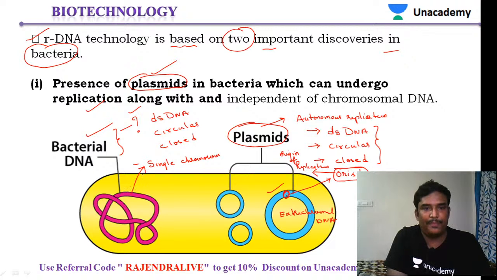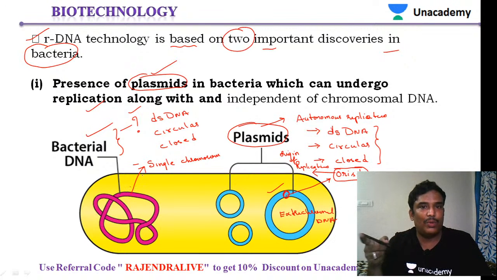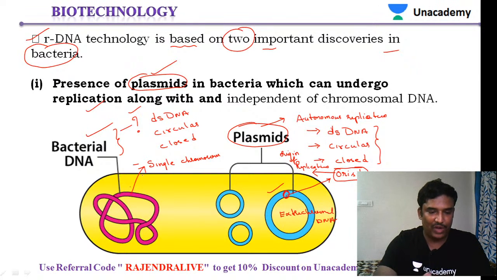Okay, so in bacteria we have only a single chromosome. On that single chromosome we have the bacterial DNA, and the nature of the bacterial DNA is double-stranded DNA. It is circular and closed. So like that we have to remember, students.